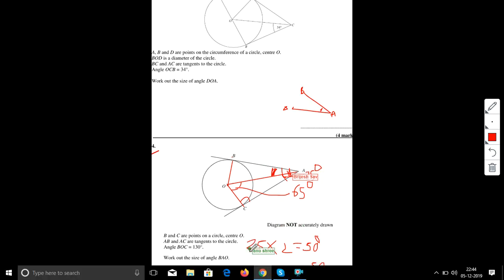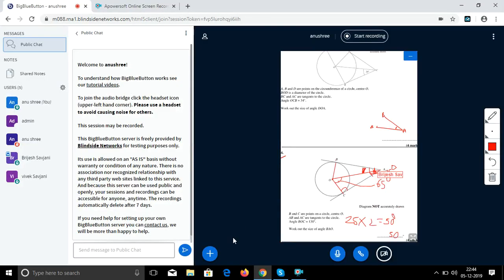Yes, that's correct. I thought it was talking about the whole one. No, it's only BAO, like B, A, and O, right? Just like this. B, A, and O. So the angle between this is this. Okay, so you both got the same answer?